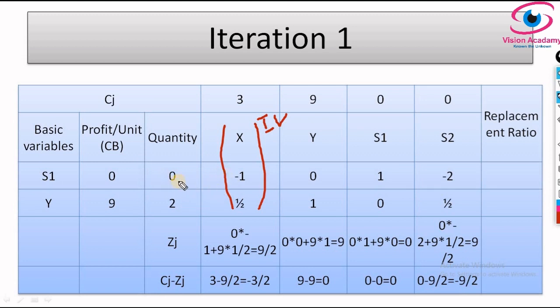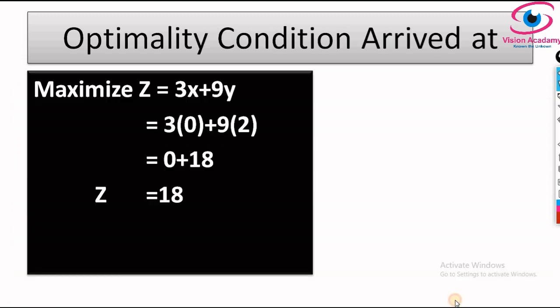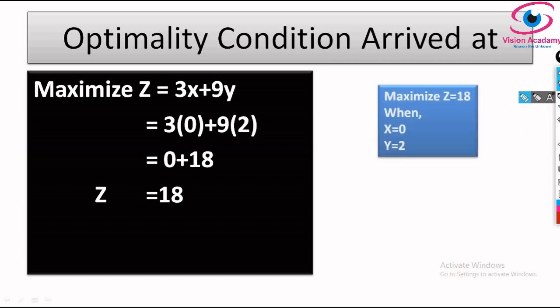Now let us calculate the replacement ratio. Look here, 0 divided by -1. We should not divide by a negative value, we should not consider negative values for calculating the replacement ratio. So this row cannot be taken for calculation, and let us divide 2 by 1/2. We will get a positive value, but there is no use in calculating this y value again, because we have already considered y as a basic variable. So there is no other way to move forward, and this is the final optimality condition.